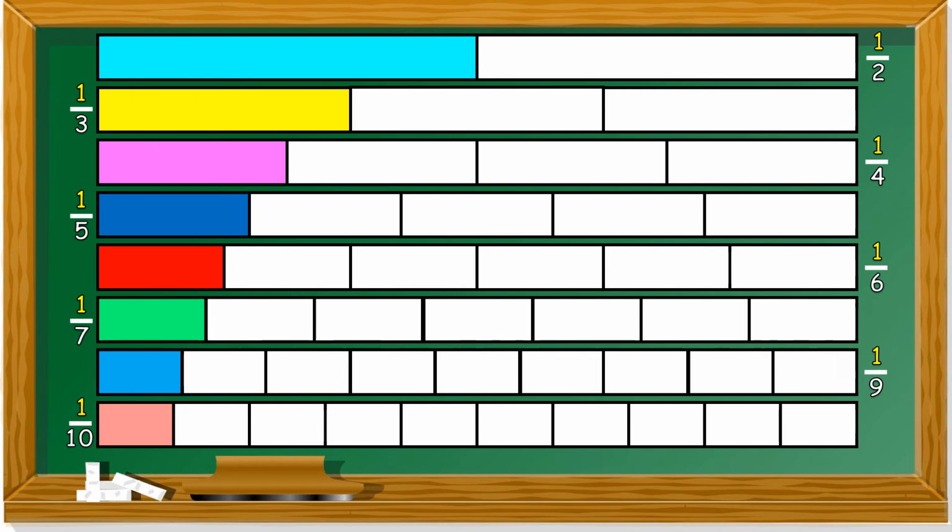You can compare. 1 over 2 is larger than 1 over 3. 1 over 3 is larger than 1 over 4. 1 over 4 is larger than 1 over 5. 1 over 5 is larger than 1 over 6. 1 over 6 is larger than 1 over 7. 1 over 7, of course, larger than 1 over 8. Then larger than 1 over 9. Last one, 1 over 10.